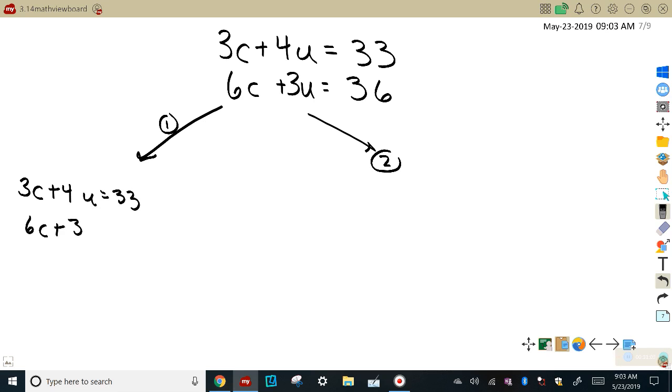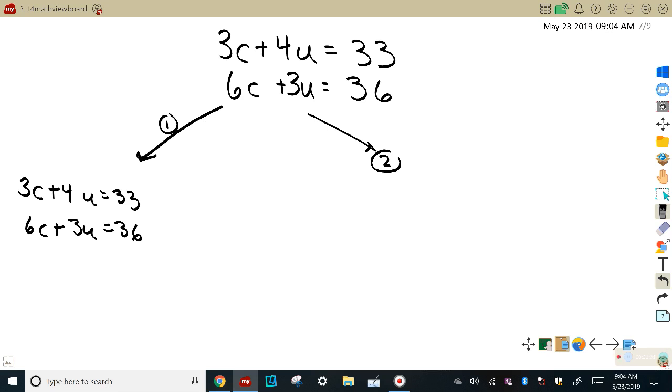6c plus 3u equals 36. Okay, now looking at this one, would be the easier way where I only have to change one equation. Sometimes you don't have that option, but here I actually do. There's one that is very close to only having to change one of the equations. Of the two, between the u's and the c's, there's one that I would only have to multiply either one of the c's or one of the u's by one number.